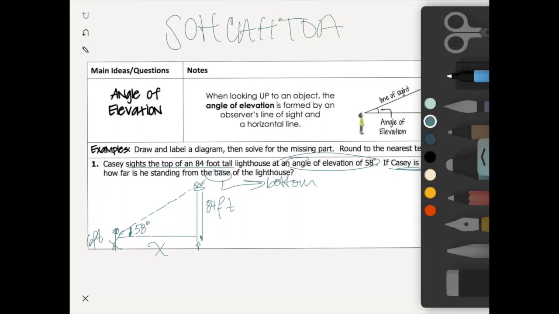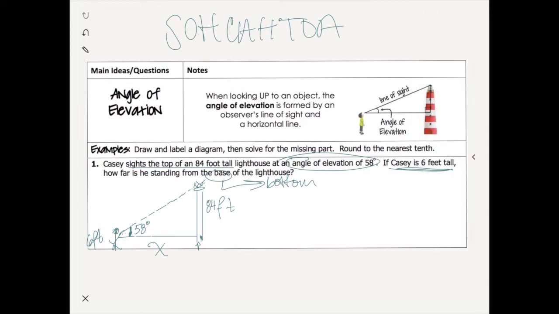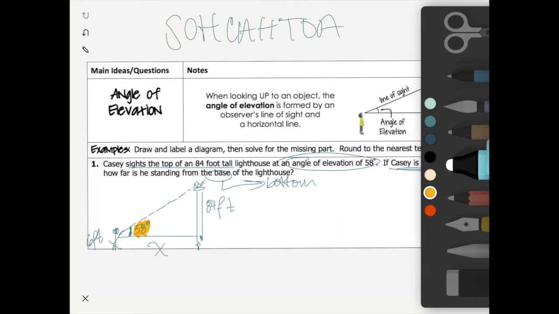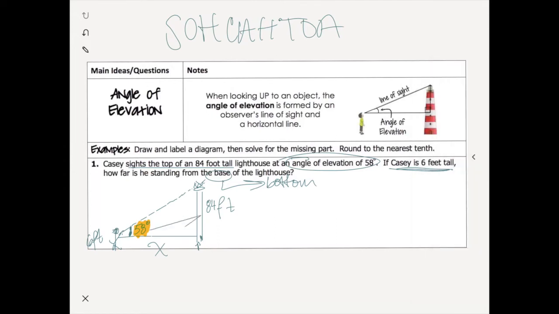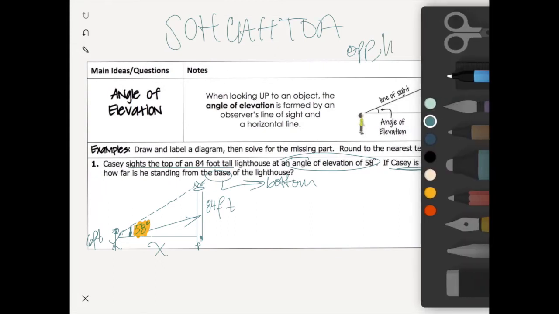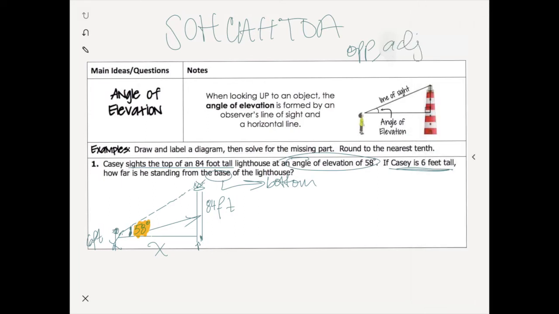I'm going to try to look at my reference angle. And here, my reference angle is 58 degrees. So here I have a 58-degree angle. And in relation to this 58 degrees, 84 is my opposite. And x is my, not hypotenuse, but adjacent. So x is my adjacent side. So we have opposite and adjacent, which means we are going to use tangent. So remember, this is sine, this is cosine, and this is tangent. We're going to use tangent.